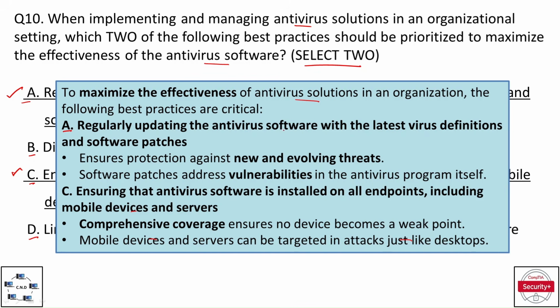A, regularly updating the antivirus software with the latest virus definitions and software patches. This ensures protection against new and evolving threats, and software patches address vulnerabilities in the antivirus program itself. C, ensuring that antivirus software is installed on all endpoints, including mobile devices and servers. Comprehensive coverage ensures no device becomes a weak point. Mobile devices and servers can be targeted in attacks just like desktops.